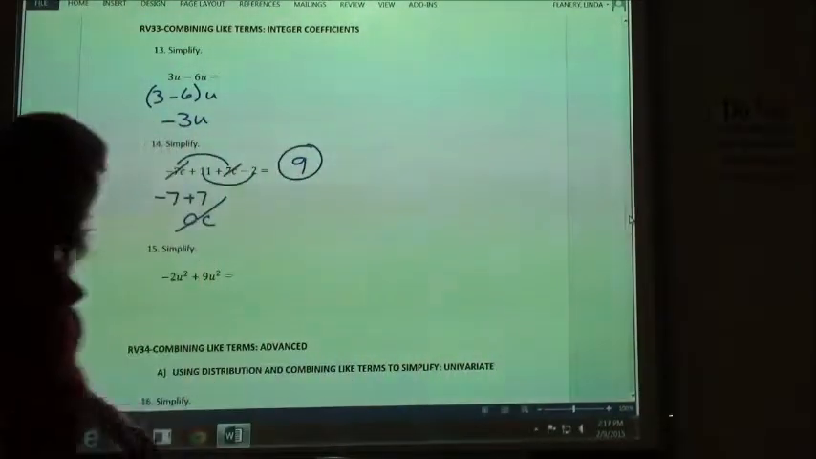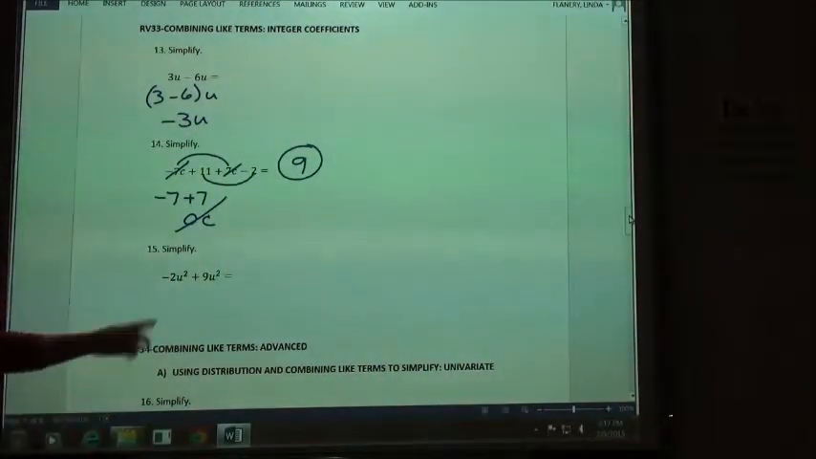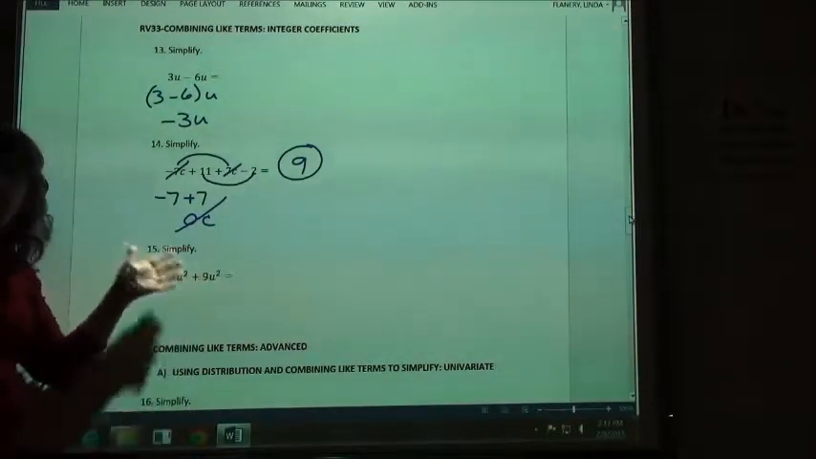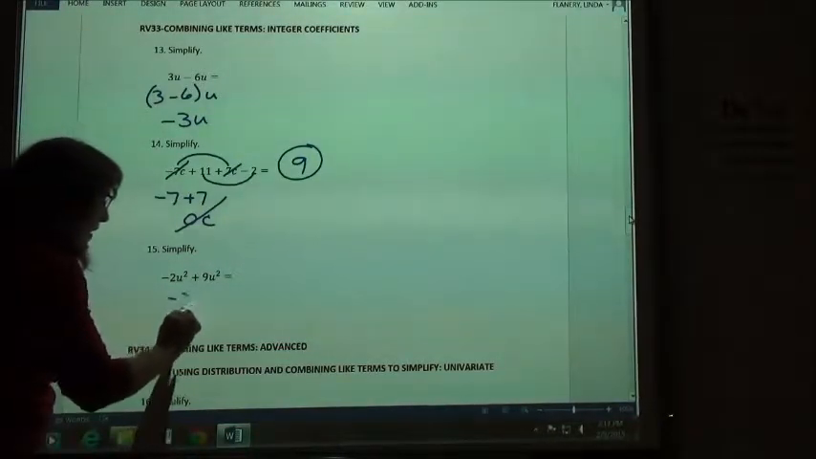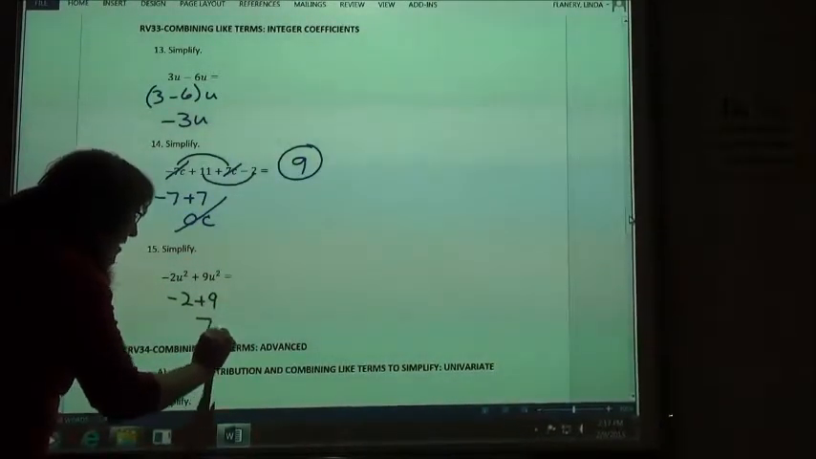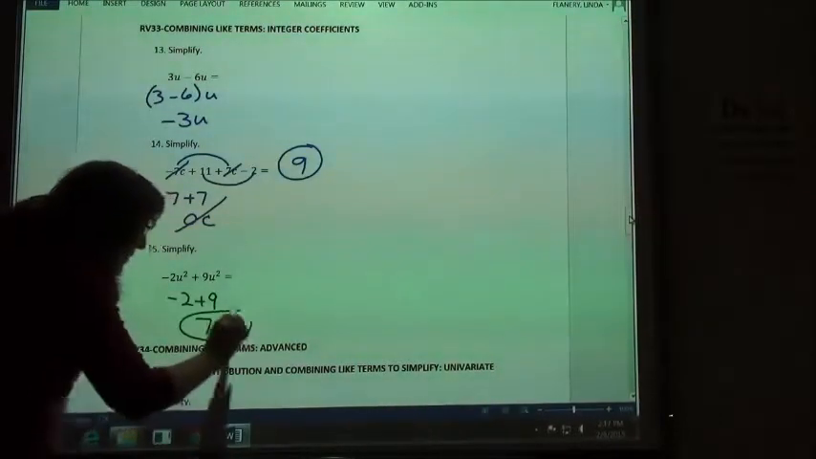And on number 15, again I'm combining my like terms. These are both u squareds. You're not squaring the number, that's just the label on the variable. And so I'm doing the negative 2 plus the 9. Negative 2 plus 9 is 7 u squareds then.